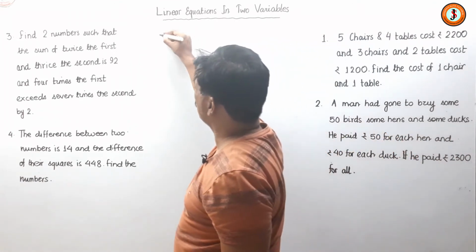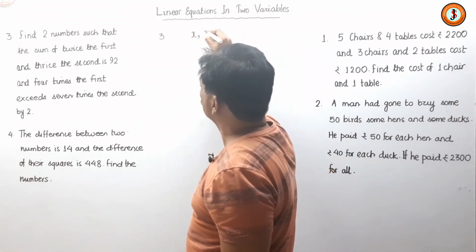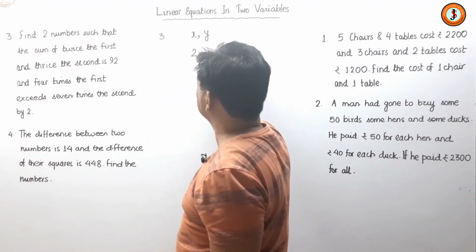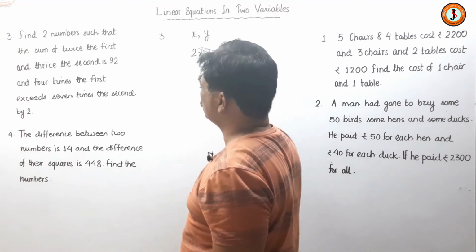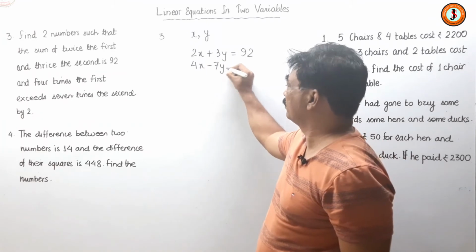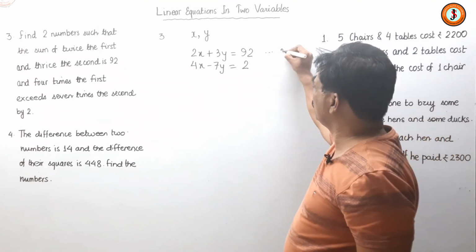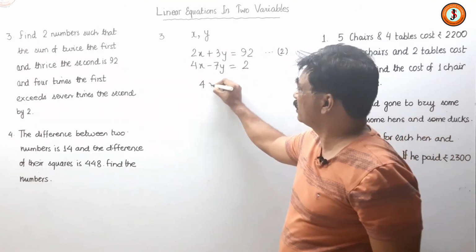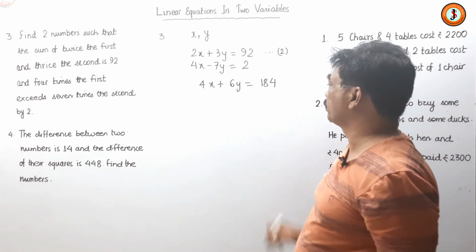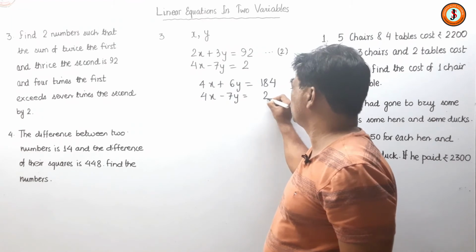Find two numbers. So unknown numbers are, there are two numbers. So let the numbers be x and y, such that the sum of twice the first and thrice the second is 92. Also according to the question, 4 times the first exceeds 7 times the second by 2. Now I will multiply this by 2 to eliminate x. So 2 2s are 4x plus 3 2s are 6y is equal to 184. Now here it is 4x minus 7y is equal to 2.